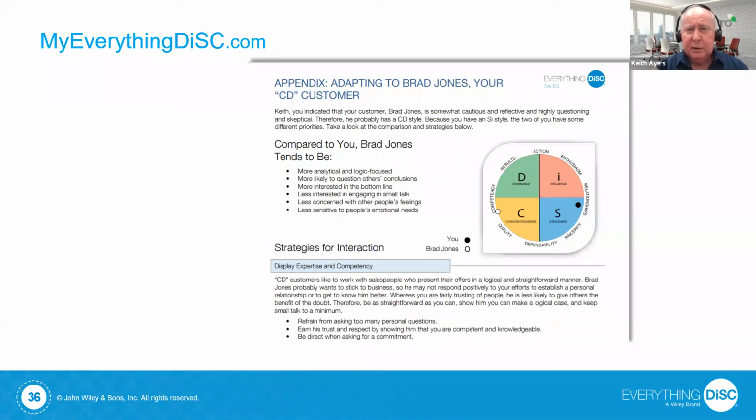Okay. Looking at the priorities that are important to him. As you can see, the priorities are a little different in the sales profile. We have competency instead of challenge on the DiSC scale. We have quality for the C priority. And they're the things that are really important to him. So that's what I need to focus on.